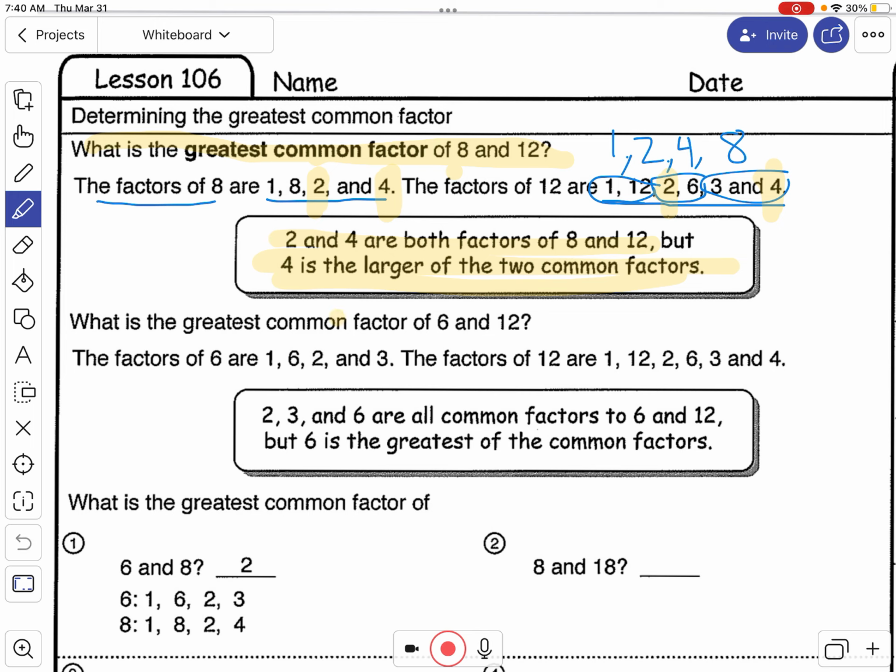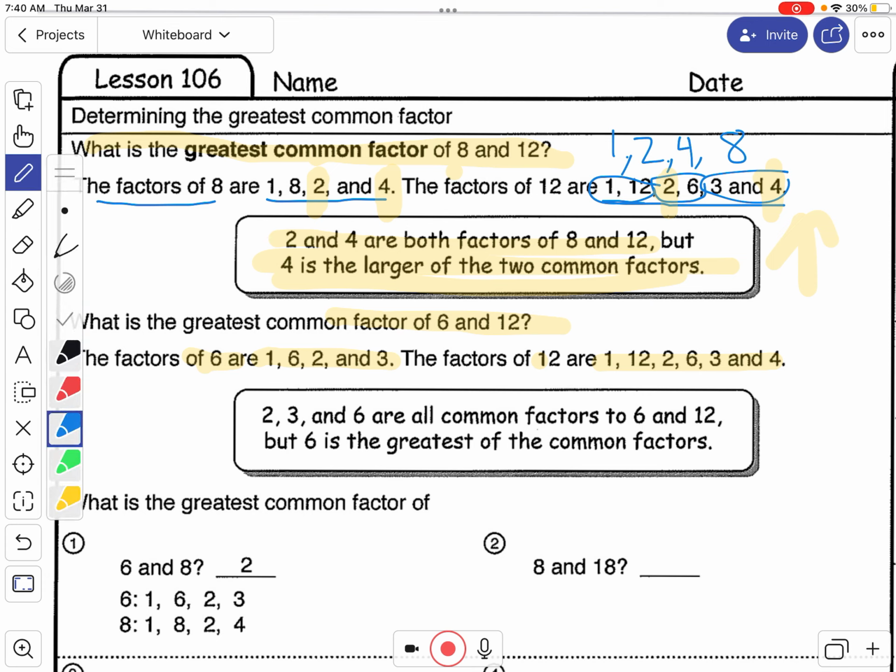What is the greatest common factor of 6 and 12? The factors of 6 are 1, 6, 2, and 3. The factors of 12, we just did that right up here. Factors of 12 are 1, 12, 2, 6, and 3, 4. Which number is the biggest in both lists? And I see, let me fix that, okay. I see a 6 in both lists.